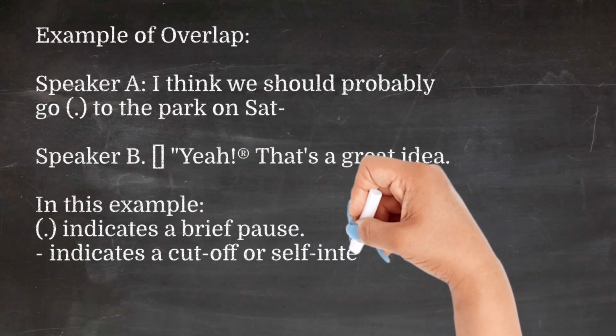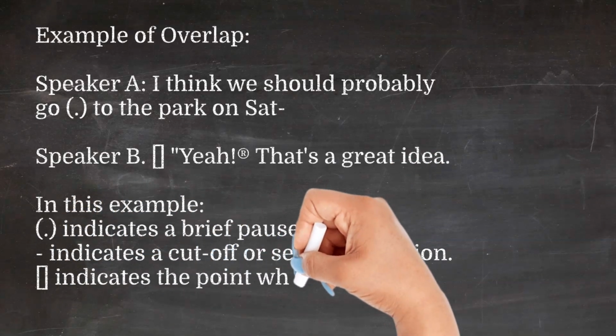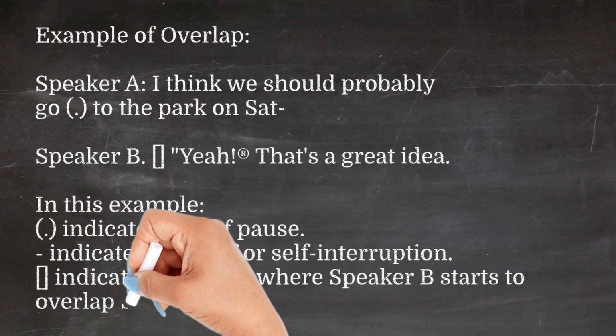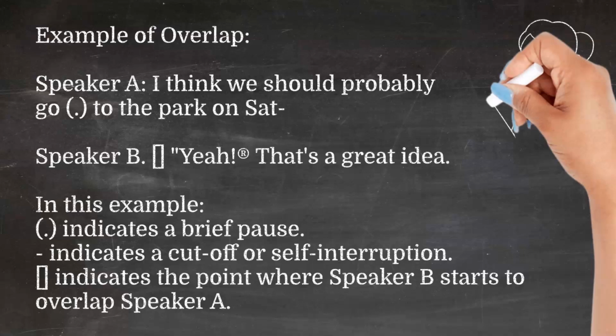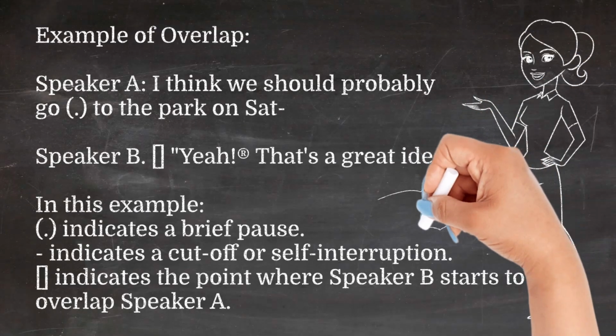As you can see, firstly we have a dash at the end of speaker A's sentence. This marks a cut-off or self-interruption, showing that speaker A didn't complete the sentence. Moreover, the arrow signals the key point where the overlap is taking place.